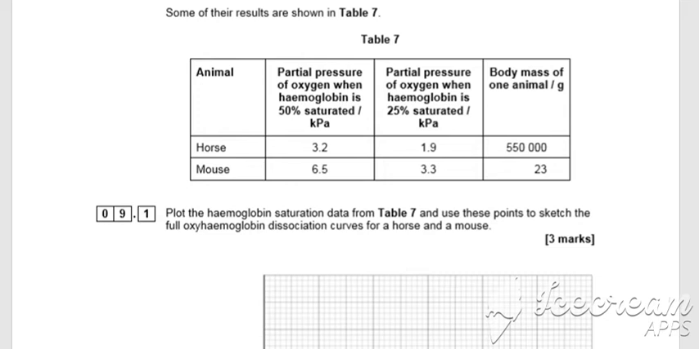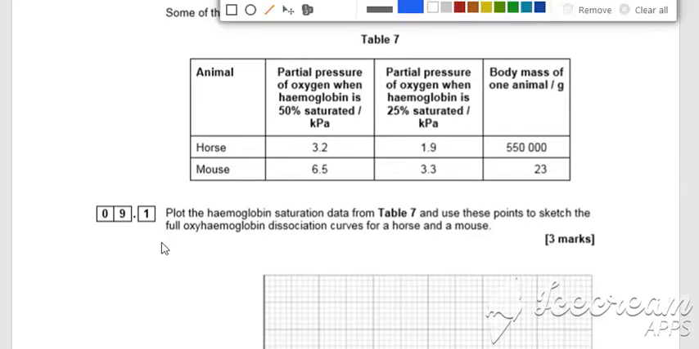Question 9. We are asked to plot the haemoglobin saturation data from Table 7 and use these points to sketch the full oxyhaemoglobin dissociation curve for the horse and the mouse. So you are asked to do the full dissociation curve for this.